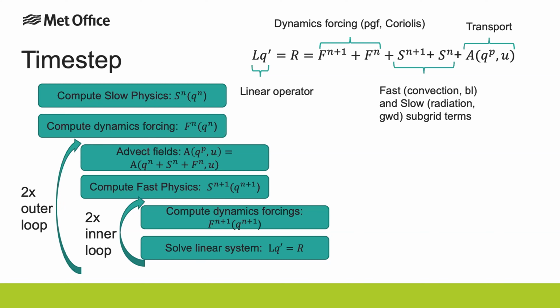So we can compute the slow physics, compute the dynamics forcing, and then we have this double loop. We have an outer loop where we do this twice, and the inner loop itself also runs twice. So we advect the fields, compute the fast physics, then in the inner loop, we compute the dynamics forcing and then solve the linear system, compute the dynamics forcing, solve the linear system, then advect the fields, compute the fast physics, and go back to the inner loop again. So that's how the time step works.